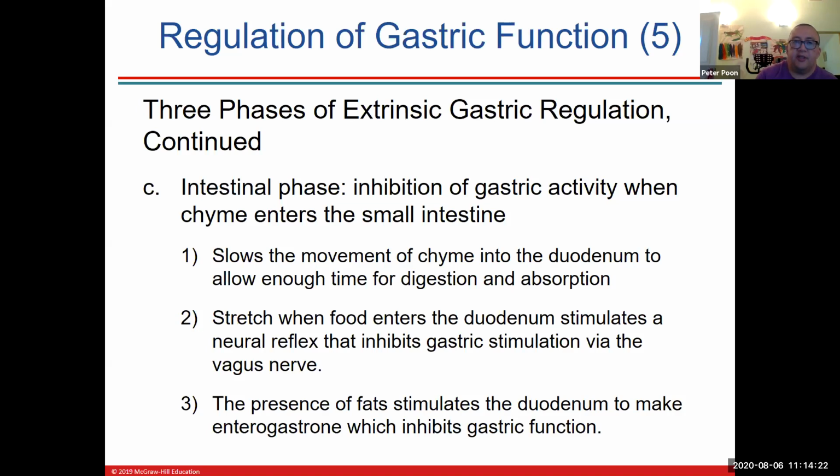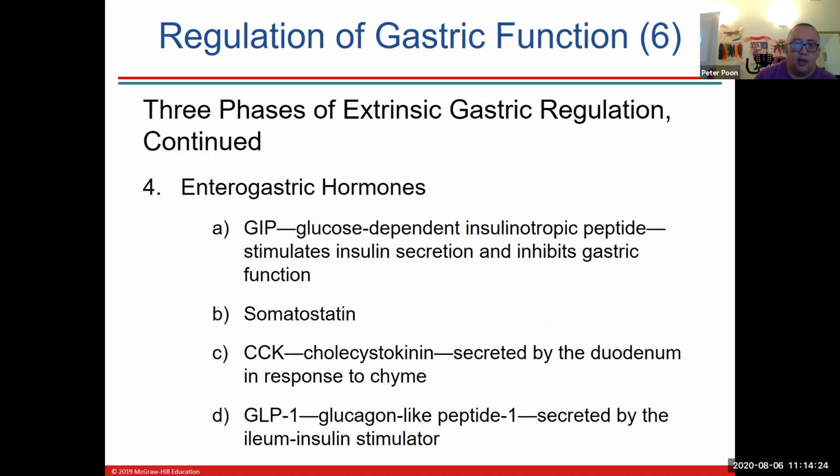And then the intestinal phase. The major one of these is actually CCK, or cholecystokinin. It is secreted by the duodenum in response to chyme entering, and it causes bile release and release from the pancreas.